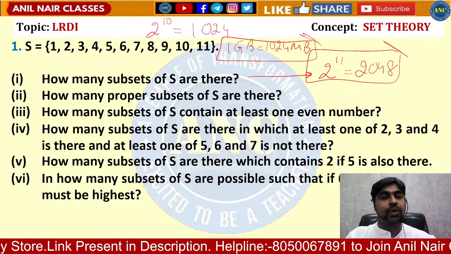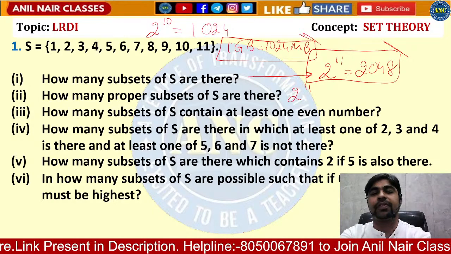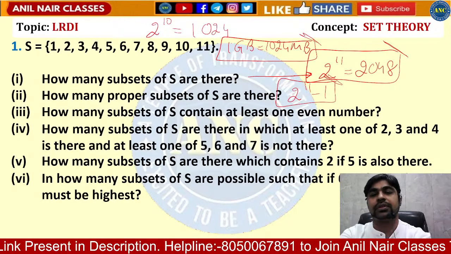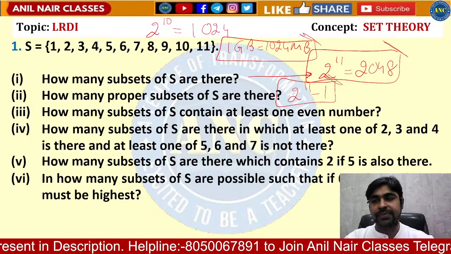Okay. Now, how many proper subsets? Again, simple question. 2 to the power of 11 minus 1. 2 to the power of 11 minus 1 would be the total number of proper subsets that there are.